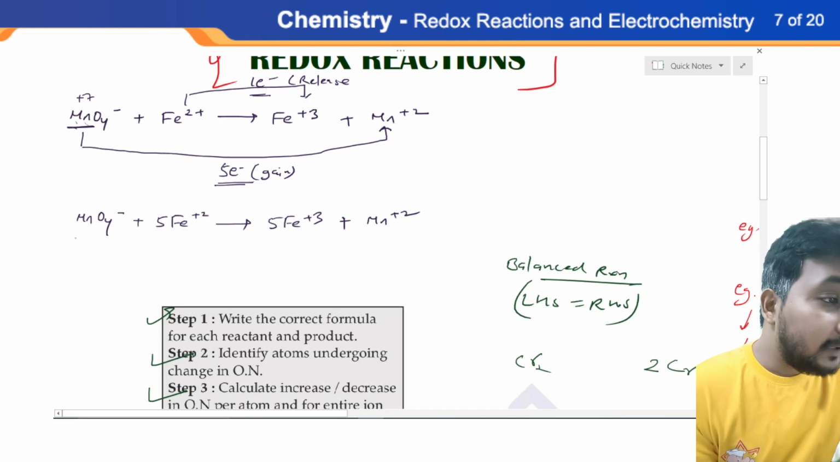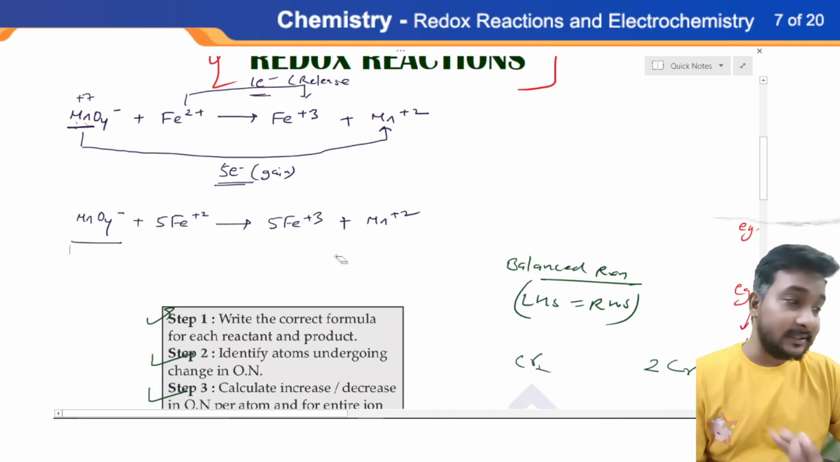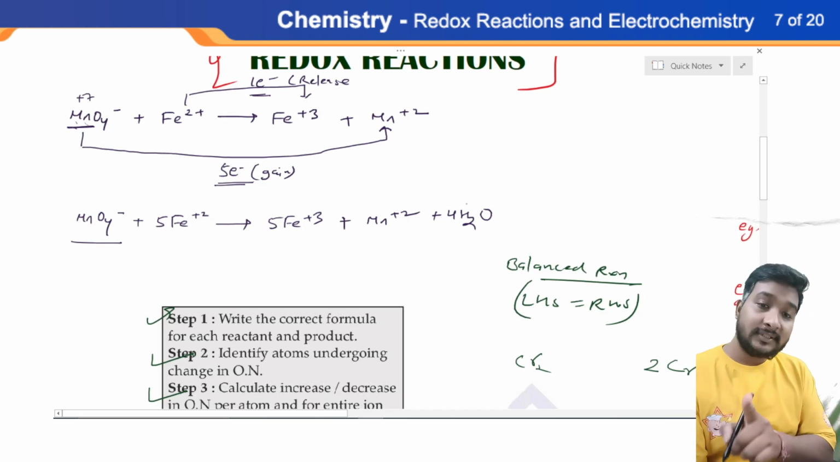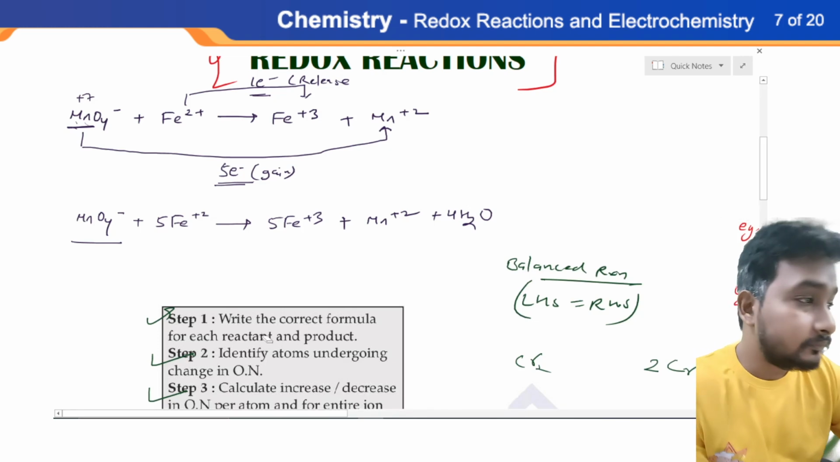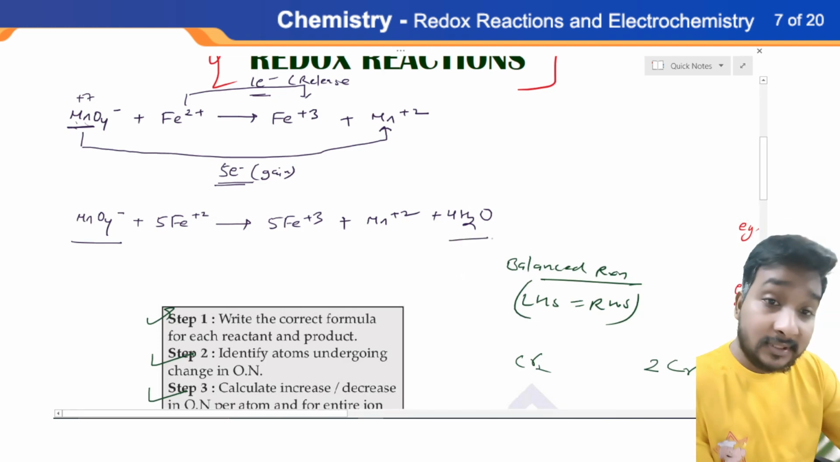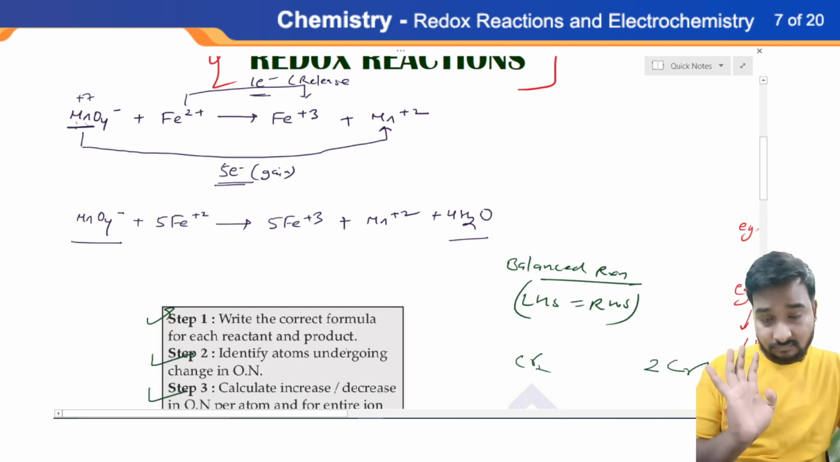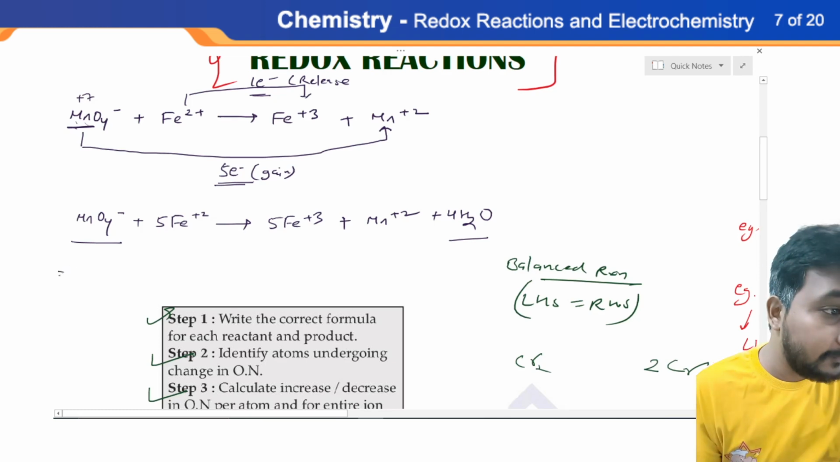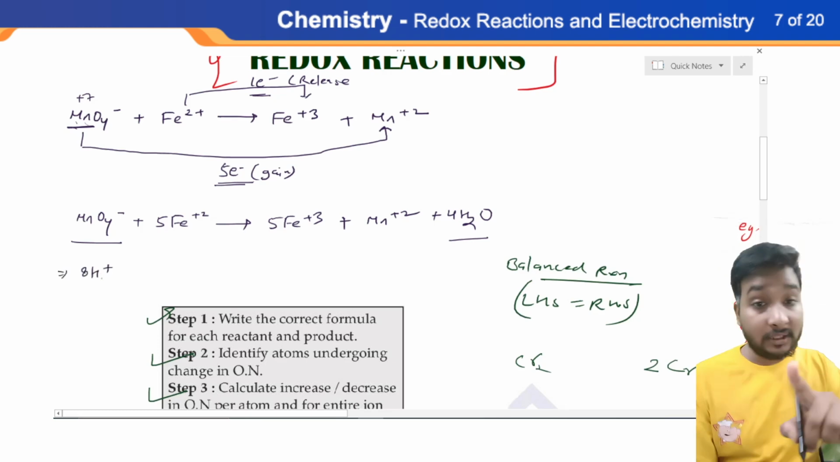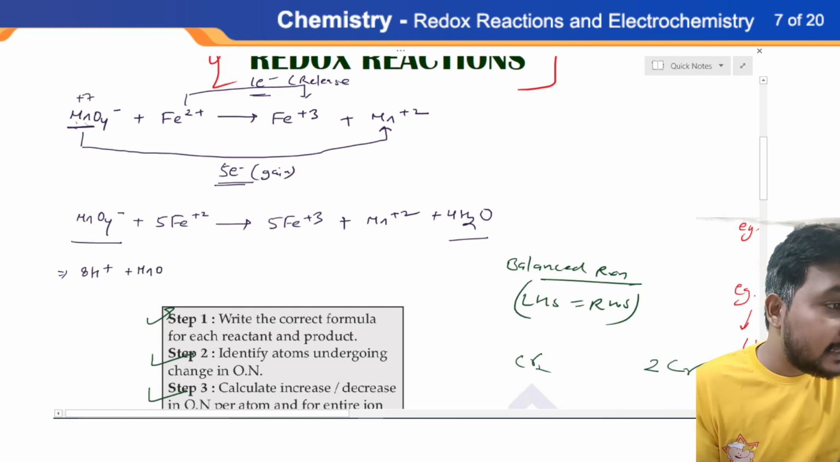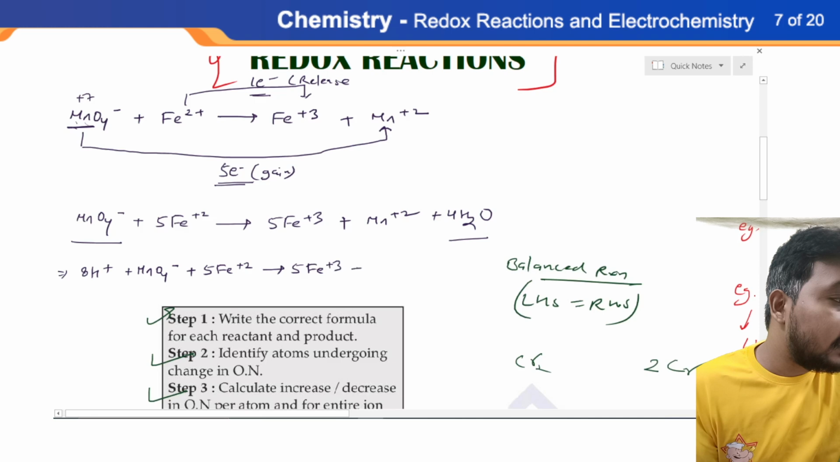Now, on the left hand side we have 4 oxygen, but on the right hand side we don't have any oxygen. So we have to add 4H2O. For balancing oxygen, we add a sufficient amount of water on the deficient side. Now, on the right hand side we have 8 hydrogen, but on the left hand side we don't have any hydrogen. So to balance hydrogen, we add a sufficient amount of H plus on the deficient side. So 8H plus, because on the right hand side we have eight hydrogen. So 8H plus plus MnO4 minus plus 5 Fe2 plus gives out 5 Fe3 plus plus Mn2 plus plus 4H2O.